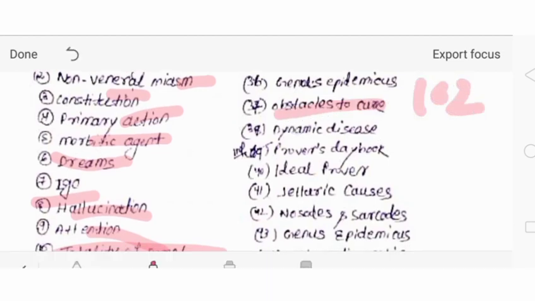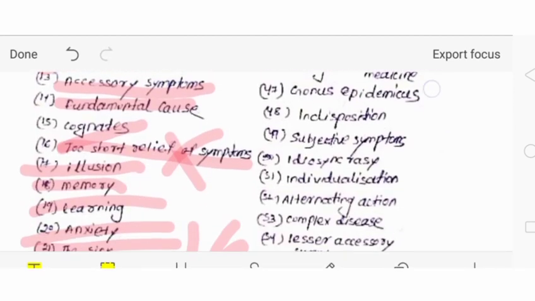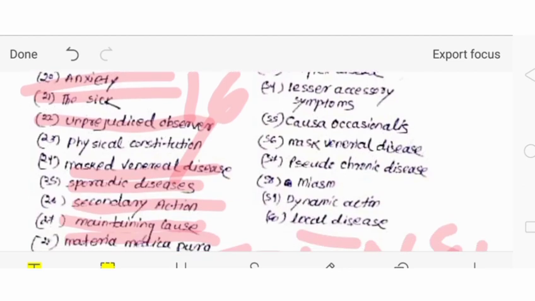Then obstacle to cure, dynamic disease, provers. This may not come. Telluric causes, that is the acute sporadic part of the acute disease. Contents: telluric cause, nodules, sarcosis, genus epidemicus. Again repeated. Okay, these things you should write. You should know them before your exam.